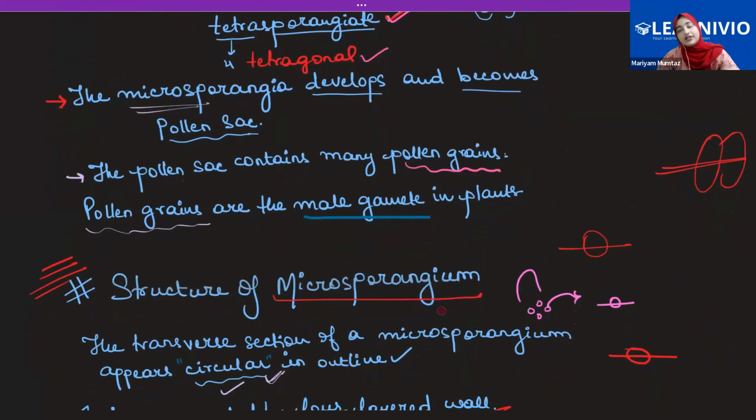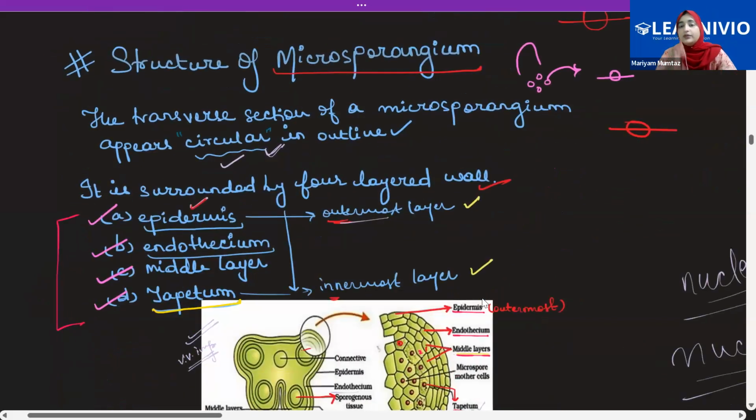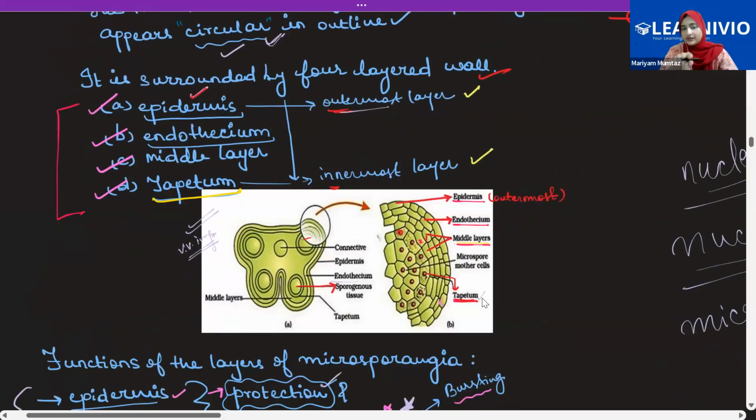Now the microsporangia is going to develop and form a pollen sac. Inside the pollen sac, the pollen grains will be made, and the pollen grains are the male gametes in the case of plants. Talking about the structure of a microsporangium. Now when you take a microsporangium and cut it in between, the structure that you're going to see is this picture right down there.